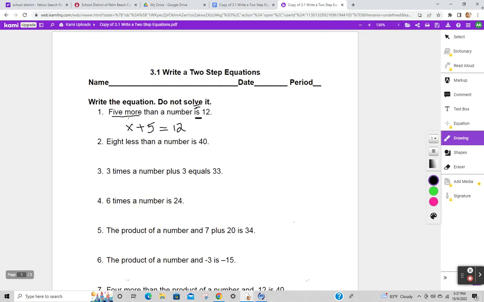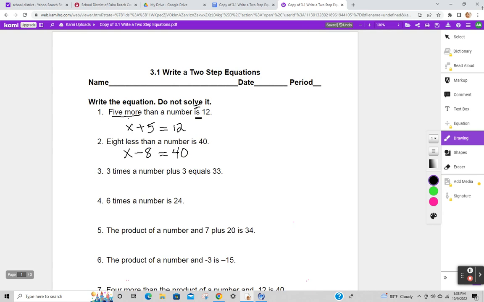All right, let's go on to number 2. 8 less. So we know we're going to be subtracting. We're going to be subtracting from something that's already there. So let's read on, see what we already have. 8 less than a number. So we have some number. We don't know what that number is. So we'll represent that with X also. And from that, we're going to subtract 8. We know is means equal to. Equals 40. That's it. Again, so we took it from word form and put that sentence in mathematical form.